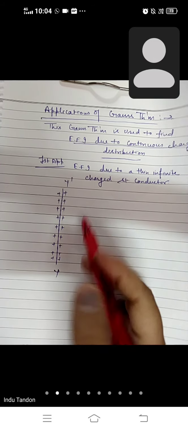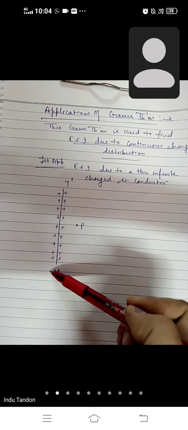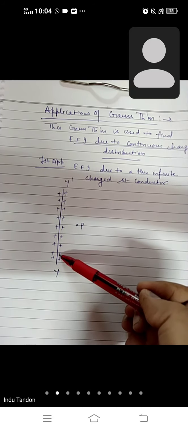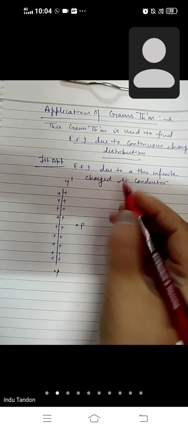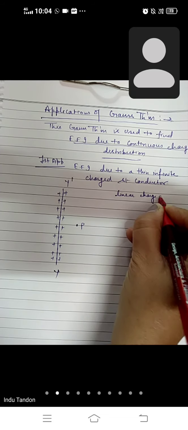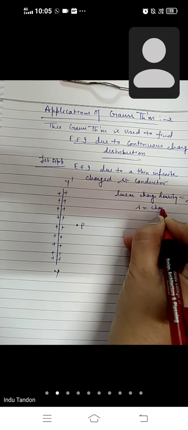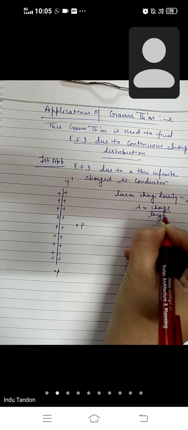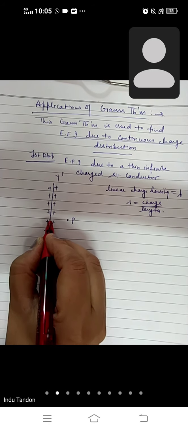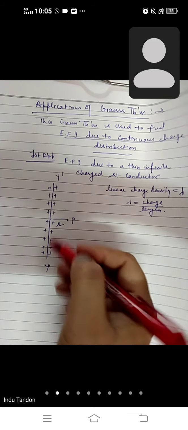Now we want to calculate the electric field intensity at this point P. First of all, tell me, this is an infinite straight conductor. So which type of charge distribution is this? This is line charge distribution, and it has the linear charge density, that is lambda. And what is lambda? Lambda is equal to charge per unit length. Lambda is charge upon length. And we want to calculate electric field intensity at this point P, which is at a distance r from this conductor.